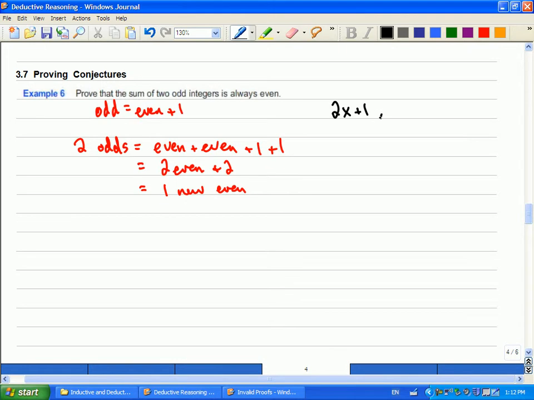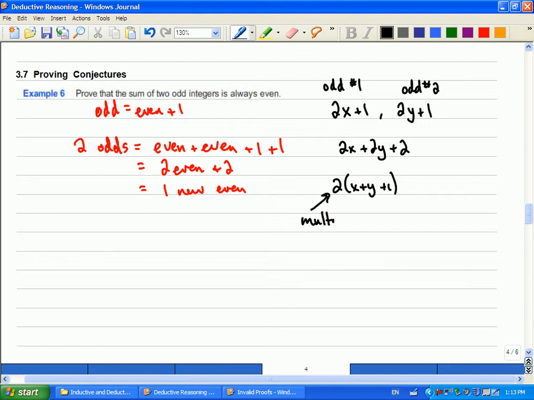We need 2 of these. So there's my odd number 1. Here's my odd number 2. If I add those together, everybody has a 2 in them, so I could rewrite this as x plus y plus 1. And that means the new number has a multiple of 2. So it's an even number. Crazy. That's so cool.